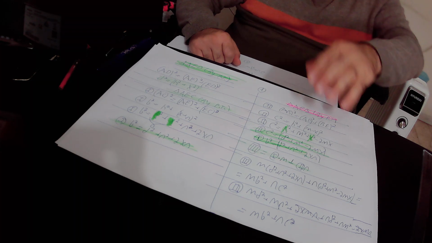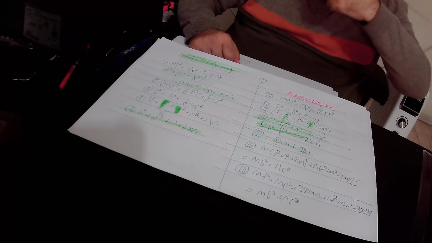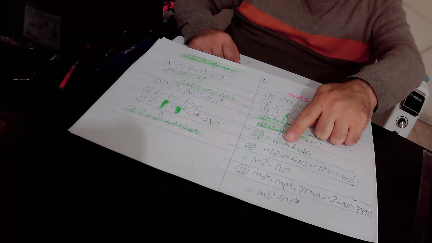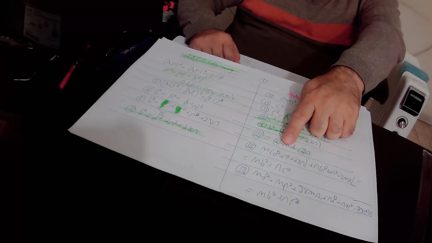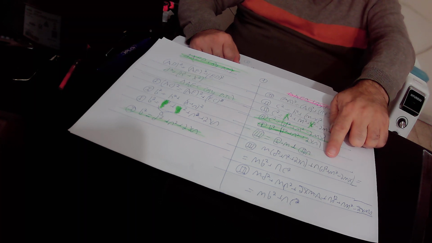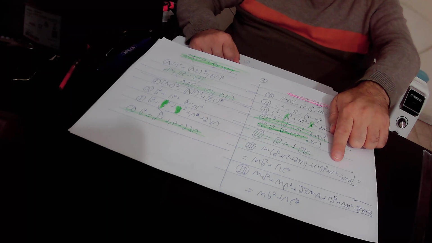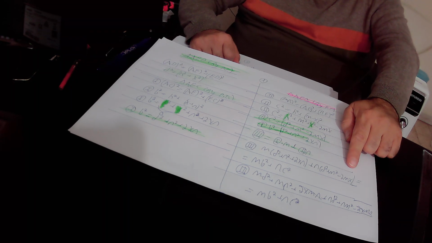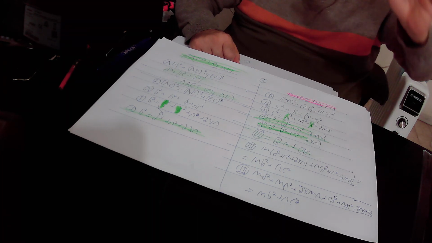Okay, in the next step we open the brackets of this side of equation number 3. So here we have m times d squared is md squared, m times n squared is mn squared, and m times 2xn is 2xmn. We open also the brackets of this expression. So we have here n times d squared is nd squared, n times m squared is nm squared, and n times minus 2mx is minus 2xmn. And it is equal to mb squared plus nc squared.